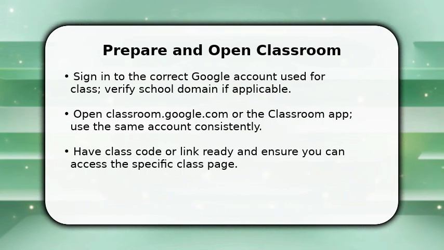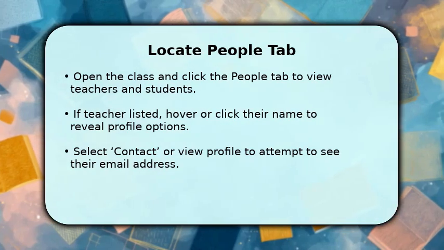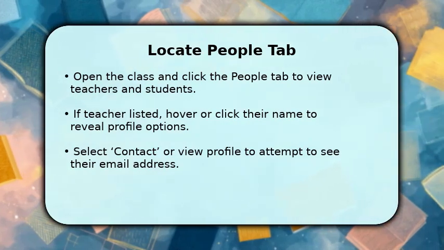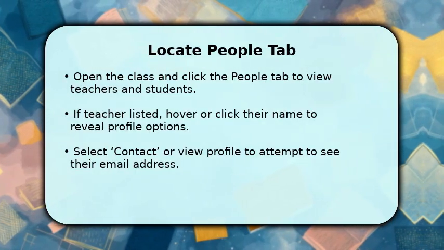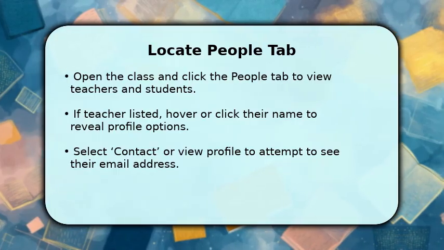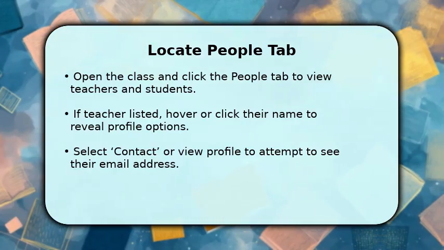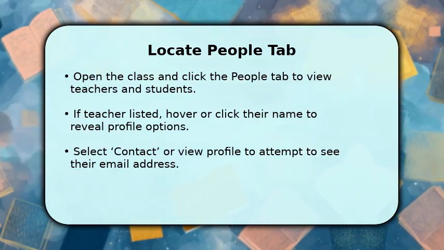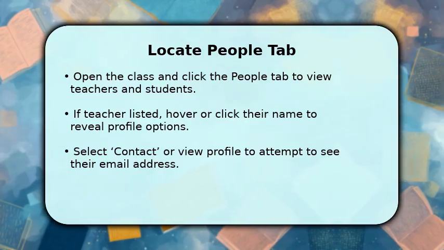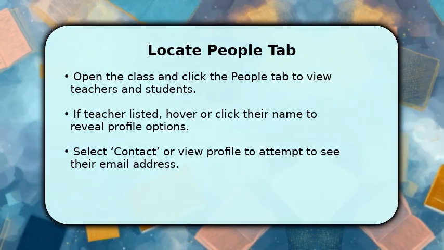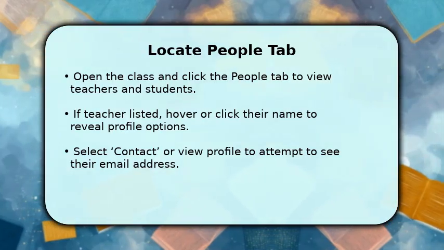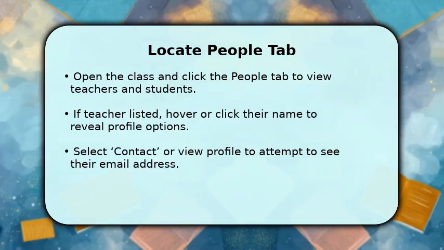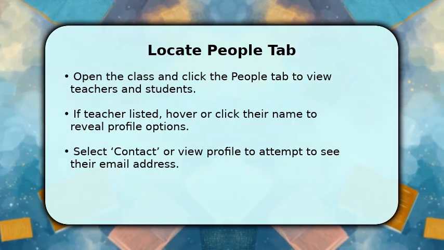Now you go to People inside the class, because that's where instructor details appear. Click People and scan the Teachers section. You'll see names and possibly icons. When you hover or click a teacher's name, choose their profile or contact option. Classroom sometimes shows an email directly or a linked Google profile. If you see a message icon, that lets you email via Classroom without exposing the address. Make sure to try both hover and click. Since visibility varies, finally retrieve or request the address.